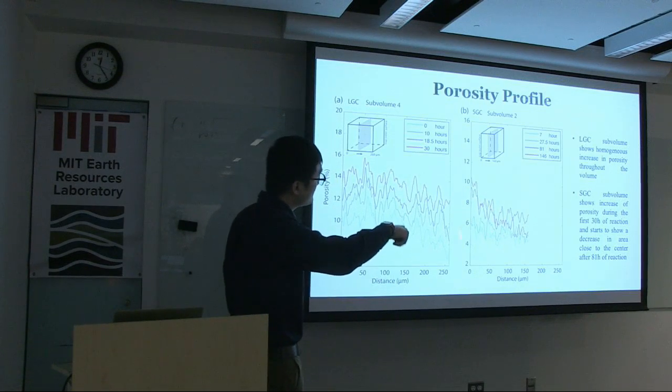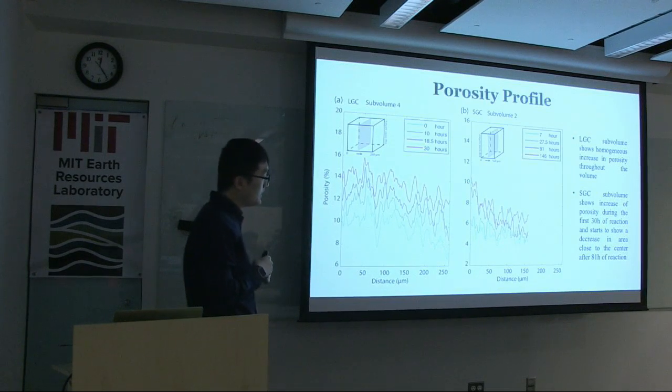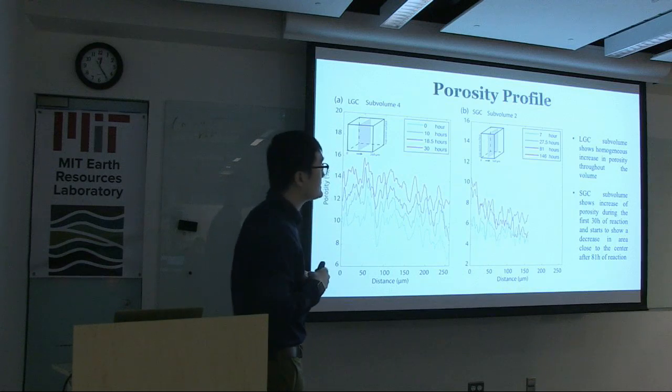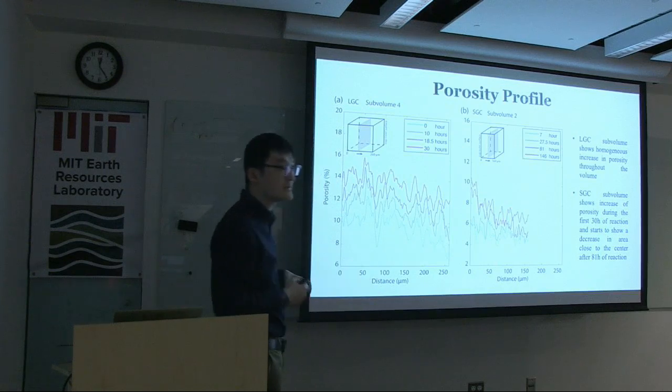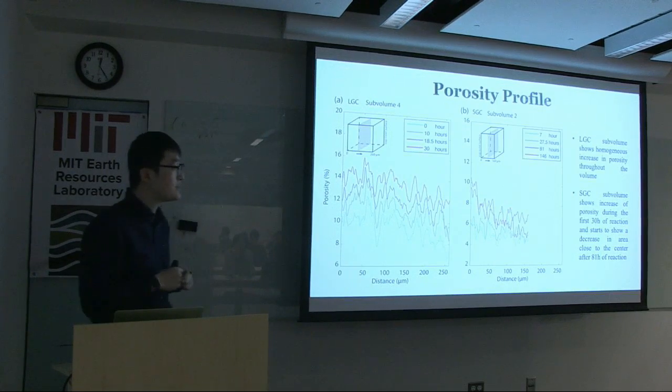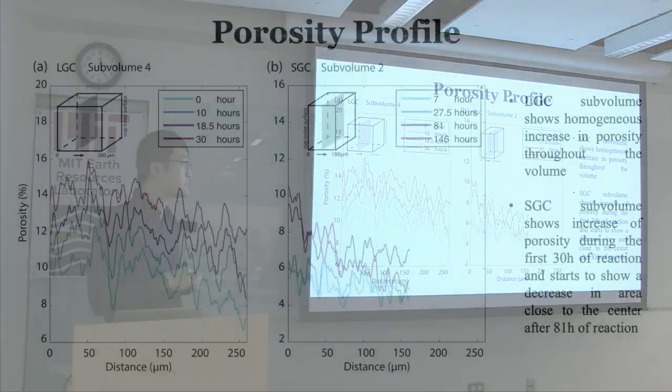Basically, where the subvolume is close to the edge of the cup, we see a continuous increase in the porosity, while the interior of the sample starts to show a decrease, which means that there's more precipitation inside, which leads to this reduction in the porosity.